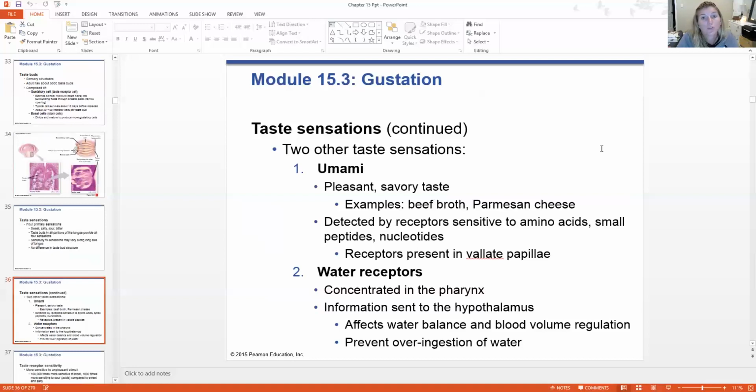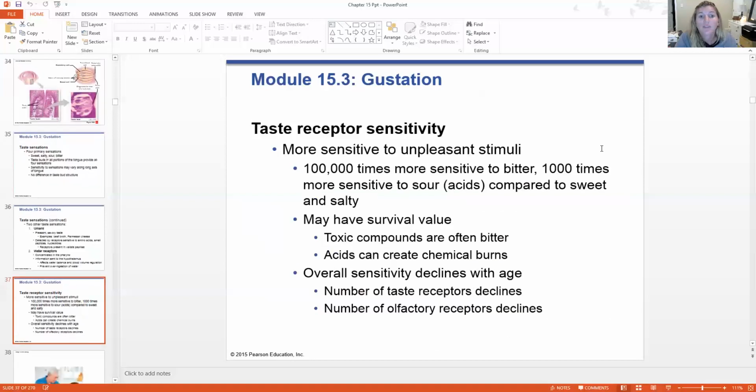Overall, it's to help prevent the over-ingestion of water. Then you have taste receptor sensitivity. Our taste receptors are actually more sensitive to unpleasant stimuli. So if you think you're losing your sense of taste, taste something like an anchovy, or something that you don't like to eat, and you will taste it.